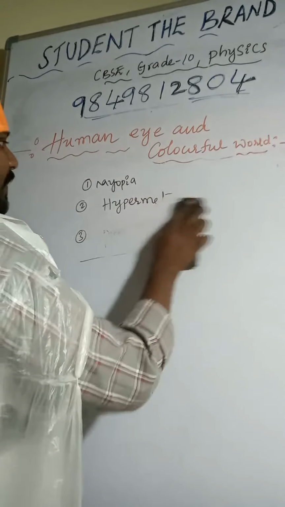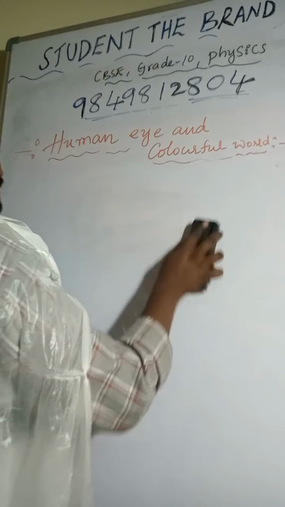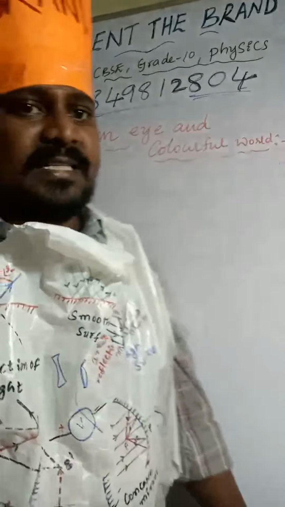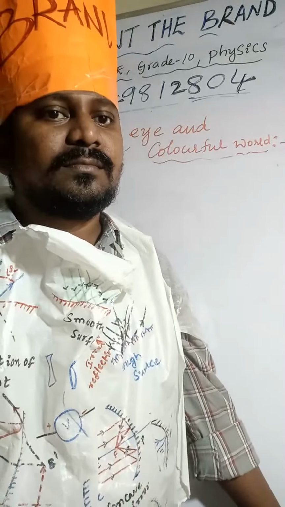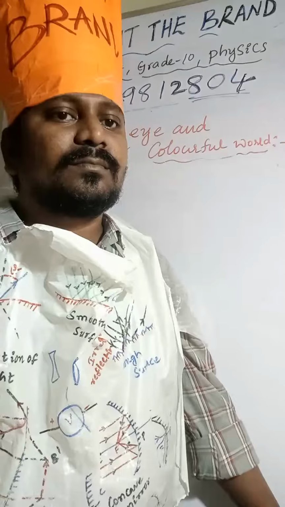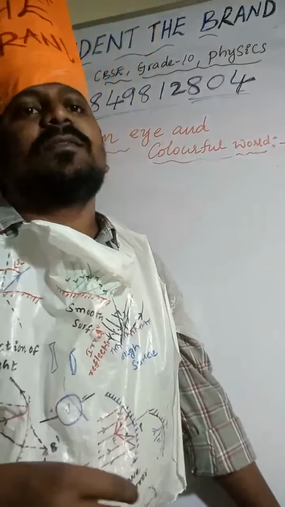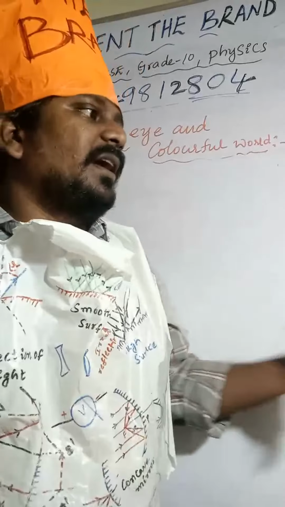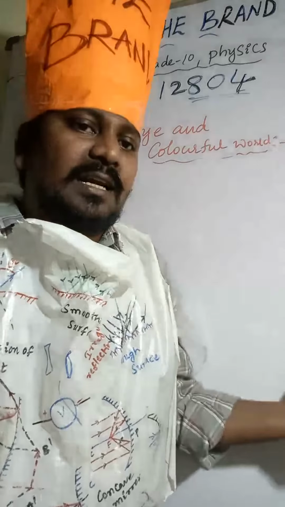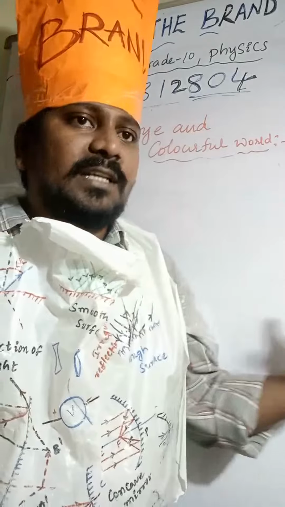So what is myopia? Before that, a few points we will discuss. Before that, we will discuss near point as well as far point. Near point is nothing but the minimum distance up to which a person is able to see clearly.